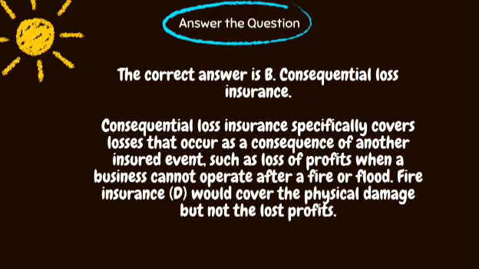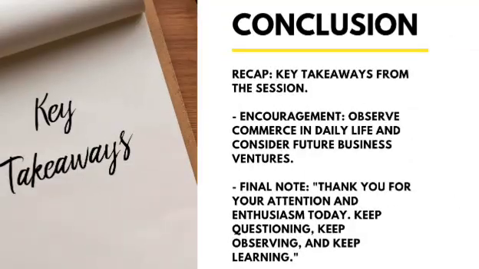Consequential loss insurance. Consequential loss insurance specifically covers losses that occur as a consequence of another insured event, such as loss of profit when a business cannot operate after a fire or flood. Now, fire insurance, that is D, would cover the physical damage but not the lost profits.